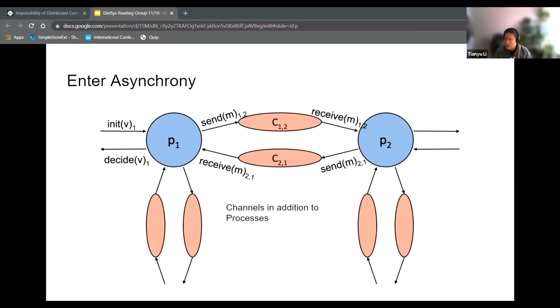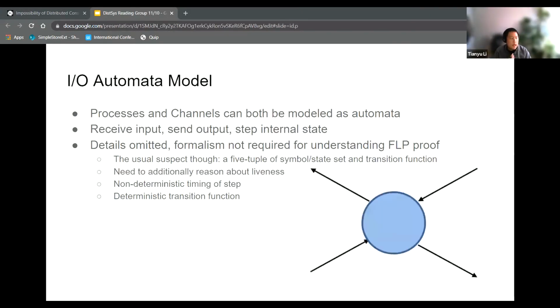You have channels of communication in addition to processes, and they are modeled as processors in a lot of the formal theory surrounding asynchronous networks. What do I mean by that? By formal, I mean that a lot of the work underlying this uses what we call an IO automata model. So processors and channels are both automata in this model. An automaton can receive some input, send some output, and step its internal state. The details are not really relevant for this talk, although the FLP proof is built on top of a lot of work in this area.